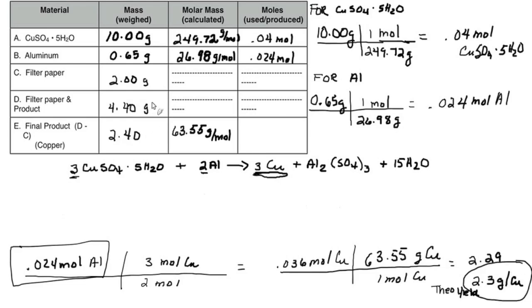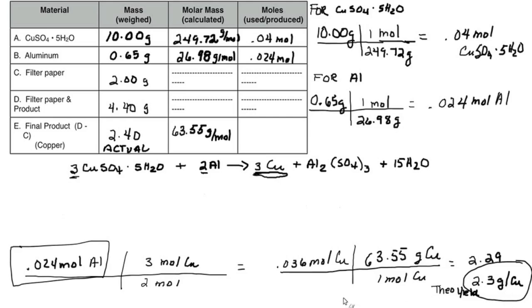If we look over here, I just made up some numbers. I know everybody got more product than they were supposed to, so I made mine work that way too. I said the filter paper weighed 2 grams and my total product was 4.4, so my final product was 2.4 grams. So this is my actual yield, and this is my theoretical yield.